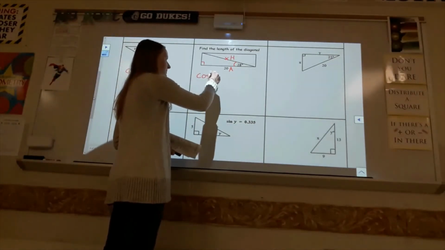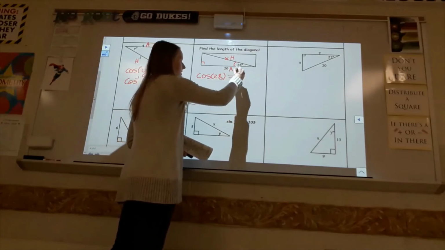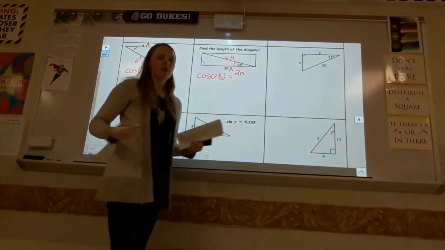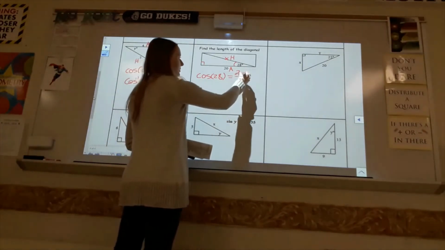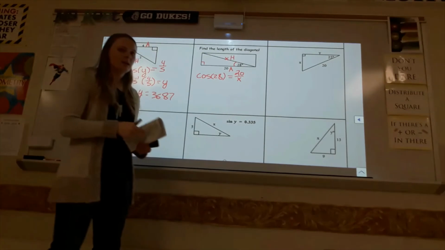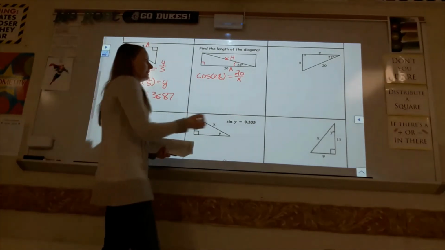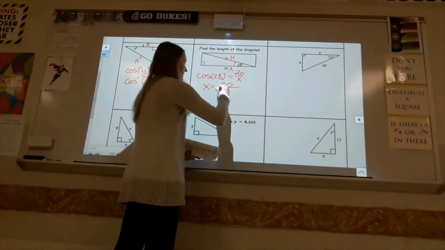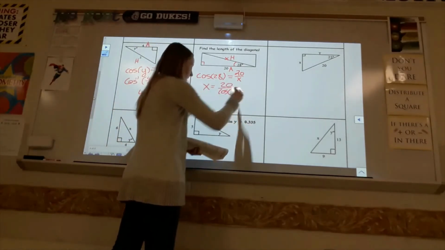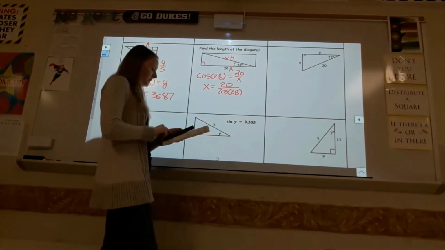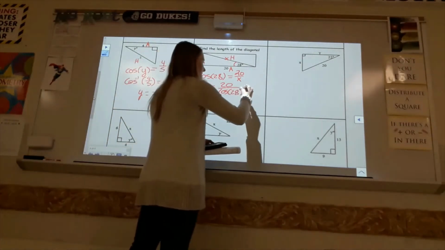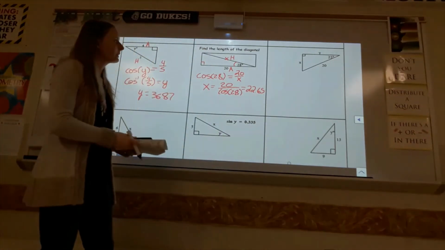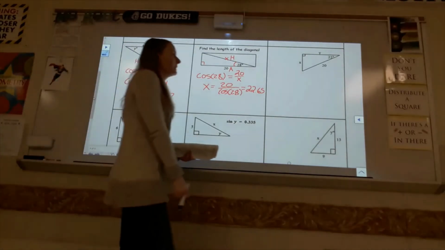So the cosine of 28 is equal to adjacent over hypotenuse, the adjacent side, which is 20. You can write A over H at first if you want to, but then make sure you plug in the correct values. So the adjacent side is 20, the hypotenuse is X. So again, if the variable's in the denominator, we're going to do switcheroo, and type that into the calculator. 20 divided by the cosine of 28 is 22.65. Just like that.